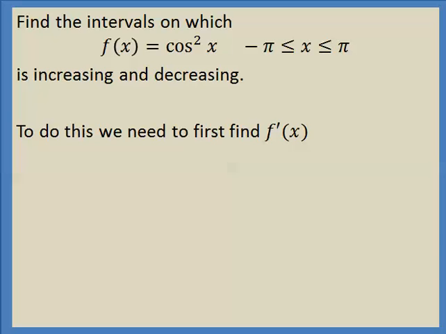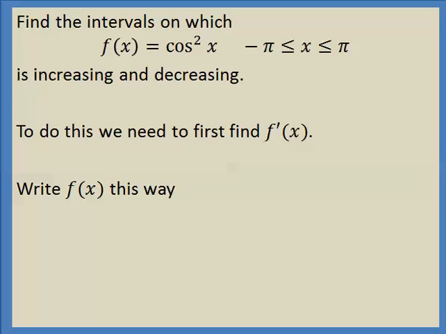And the reason for that is f prime gives us rate. And if a function is increasing, its rate will be positive. If a function is decreasing, its rate is negative. Conversely, if the rate is positive, we know the function is increasing. If the rate is negative, then the function is decreasing.